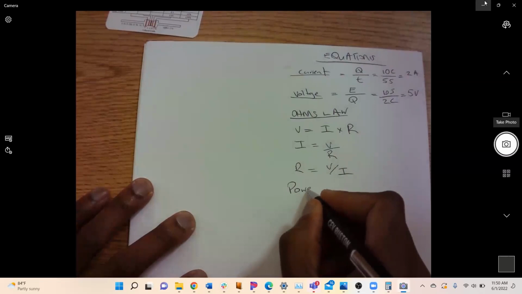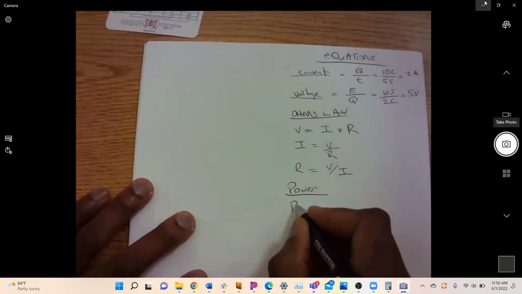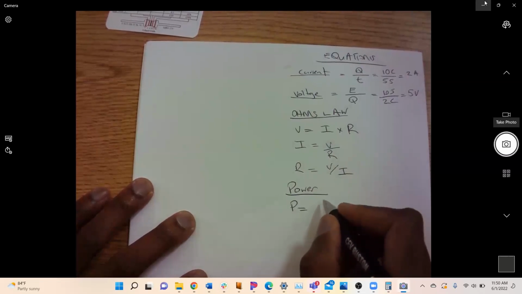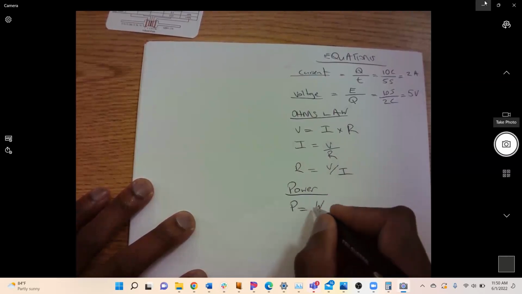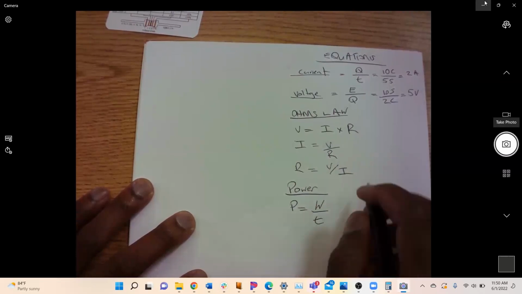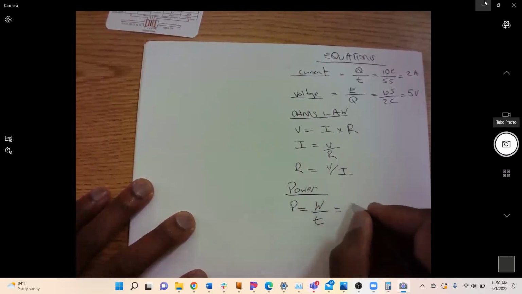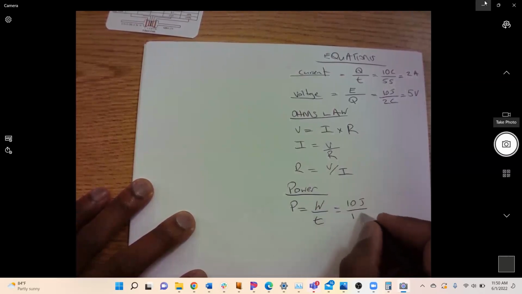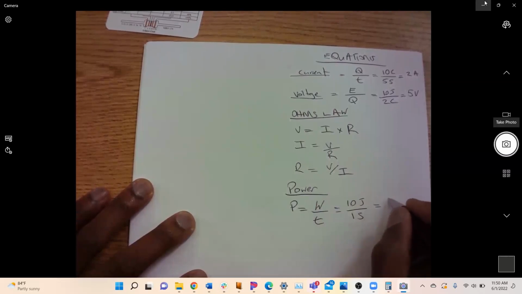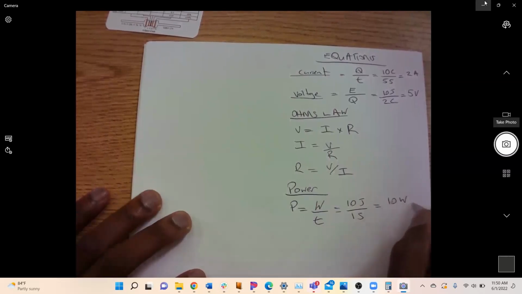How do we calculate power? So we said power is equal to how fast we use energy. So it's going to be energy, and I'll use W to represent energy, over time, right? So here's an example. If we have 10 joules of energy and that is used or converted in 1 second, then we have 10 watts of power, right?